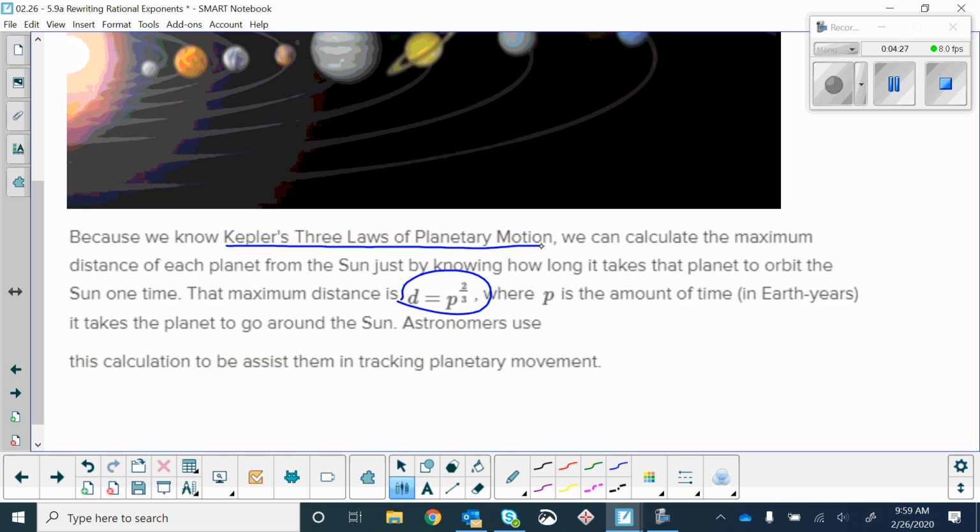So, going back to the whole formula. The maximum distance where P is the amount of time in Earth years it takes to go around the sun. One thing I like about these kind of formulas is this. It took probably a whole lot of complicated math and lots of years and some really smart people to come up with that formula. But look how simple it is. It's just 2 variables and an exponent. But it does have a rational exponent, right? So this is what we're talking about today, and it is something that actually gets used in the real world, not just something we're trying to torture people with.